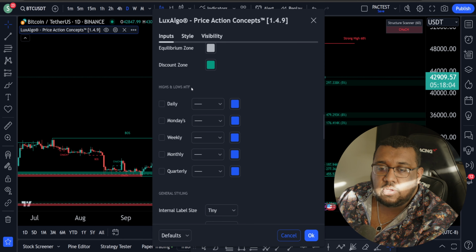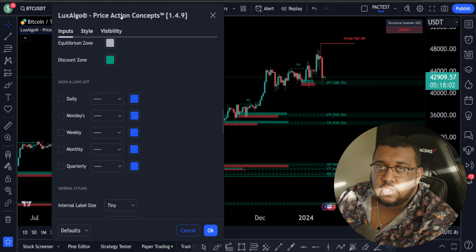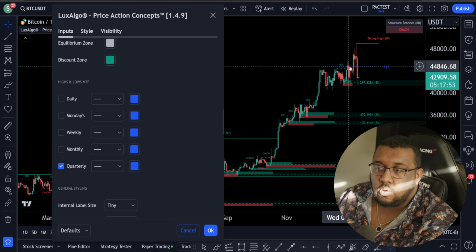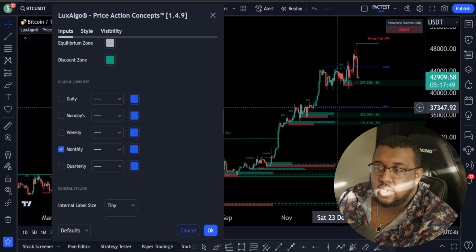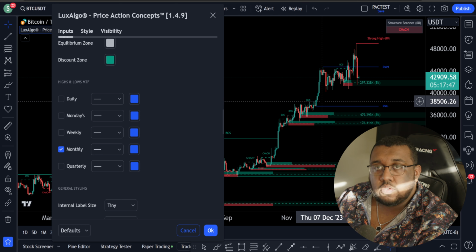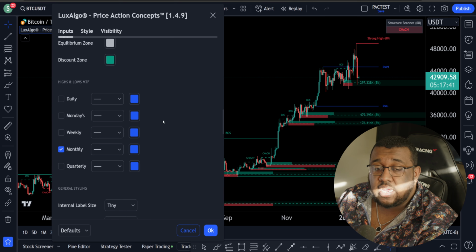Next up, we have high lows, MTF. If you want to see what the previous day's high and low are, the previous week's high low, quarterly's high low, you can click on this and it'll show you the last quarter's high and low, the quarter high, quarter low. If I were to change this to monthly, monthly low, monthly high, those are often levels of support and resistance. So if you guys want to be trading those breakouts or breakdowns, that's an easy thing to have.